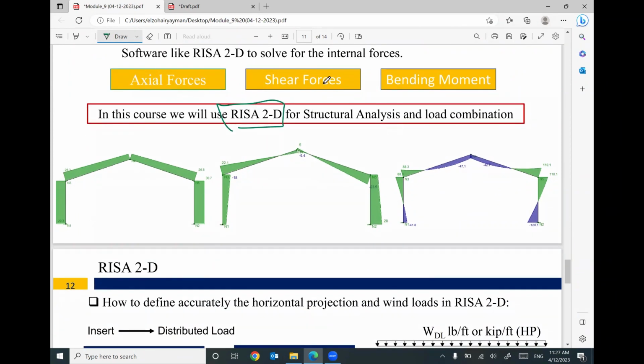The final conclusion is that we will have an axial force diagram, shear force diagram, and bending moment diagram. These are the expected results from RISA for your frame. We will go through them on Monday, how to use RISA to analyze your frame.